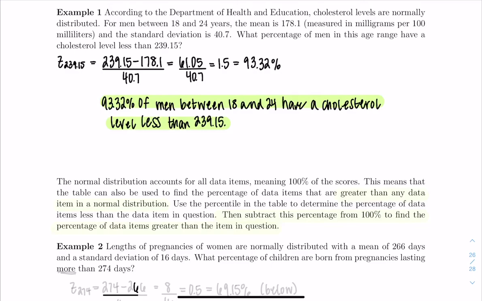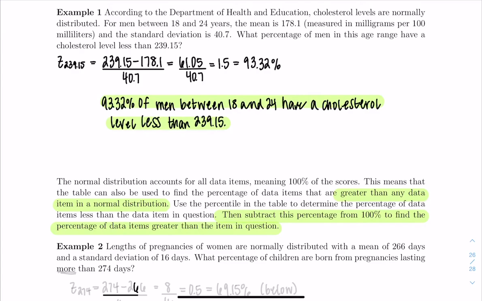The normal distribution accounts for all data items, meaning 100% of the scores. This means that the table can also be used to find the percentage of data items that are greater than any data item in a normal distribution. You're going to use the percentile in the table to determine the percentage of data items less than the data item in question, and then you'll subtract that percentage from 100% to find the percentage of data items greater than the item in question. So all you're going to do is find the percentage just like what we did in the first example, but if you want to find greater than the data item, you just subtract the percentage you found from 100.